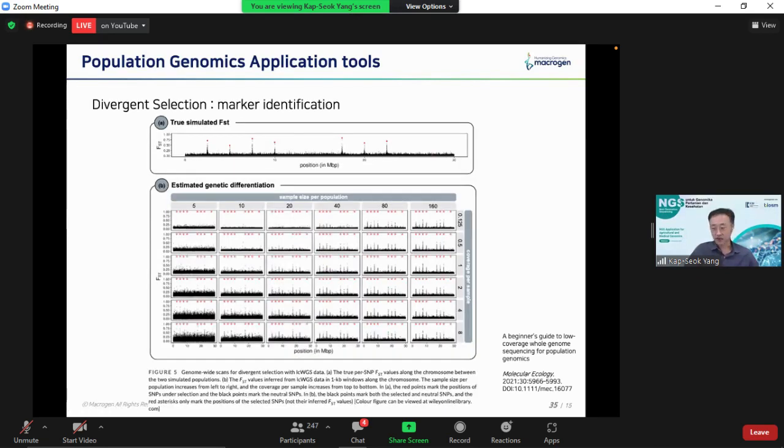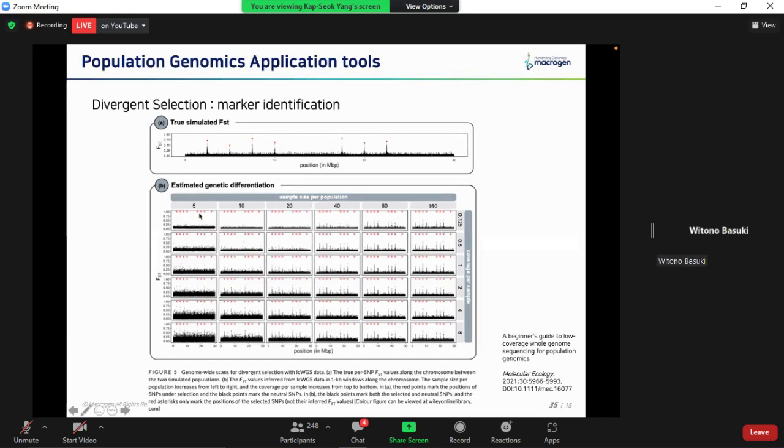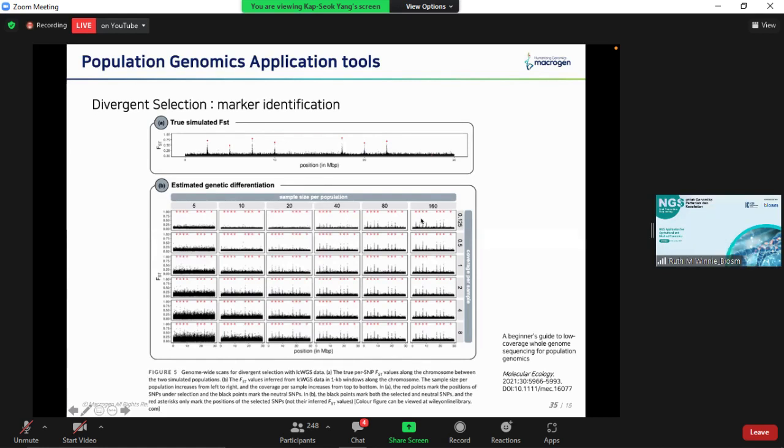And this is probably the most important. So the divergent selection, in other words, identifying the SNP markers. If you take a look at the x-axis, of course, it gets better with the sample size for the population. It is more important because with a lesser sample number, you won't be able to get a good marker, because the SNPs have a lower allele frequency. So with these numbers, the only SNPs you can get are not really SNPs.